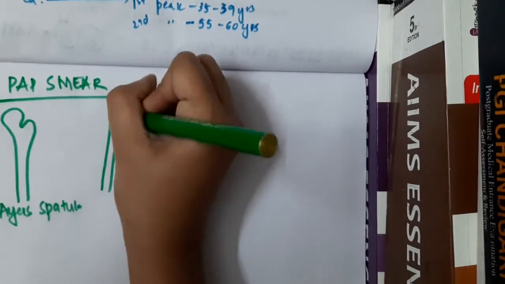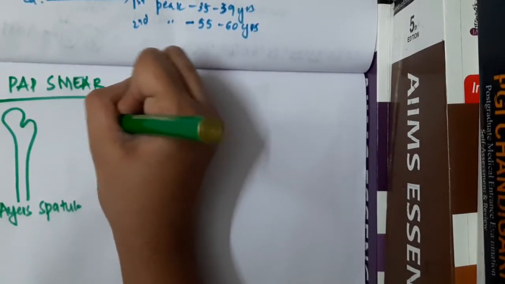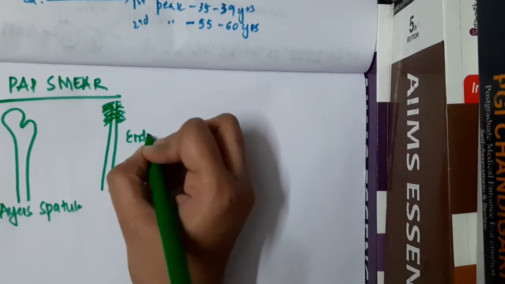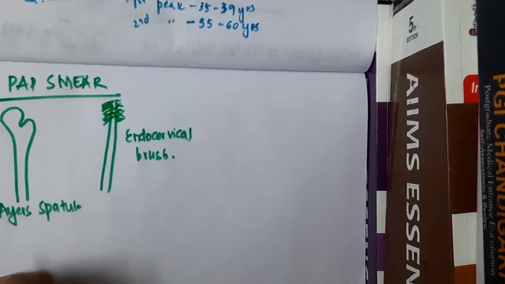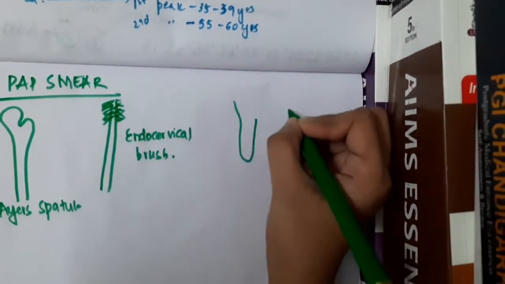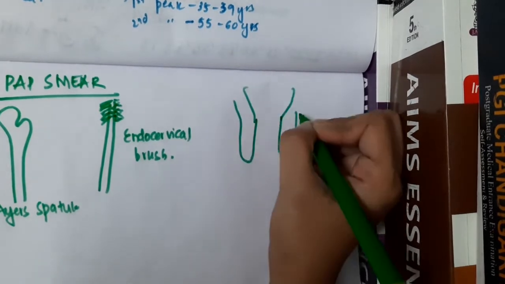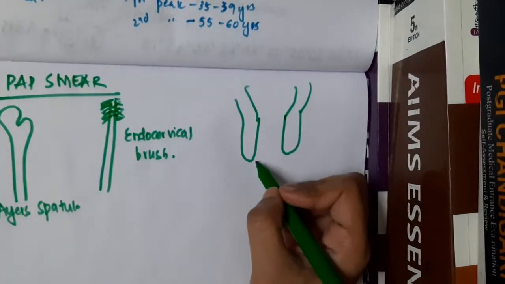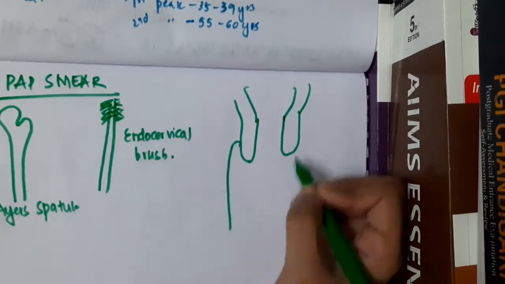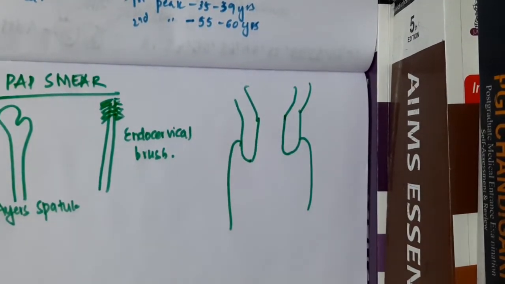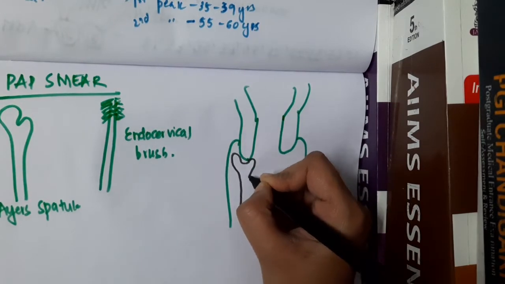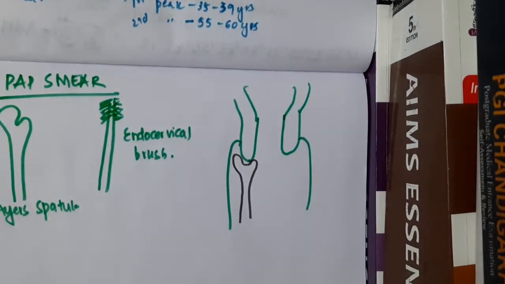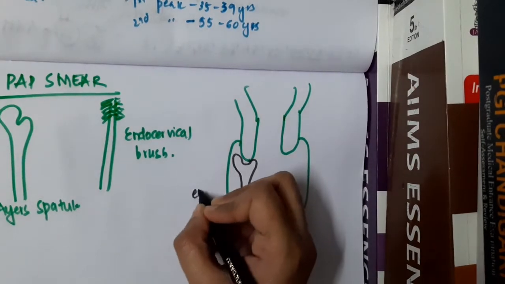use an endocervical brush, which is for the endocervix. So first, if this is the cervix, and this is the vagina, first and foremost, we will introduce the Ayre's spatula like this in the external part, that is the ectocervix, and we will take the sample.